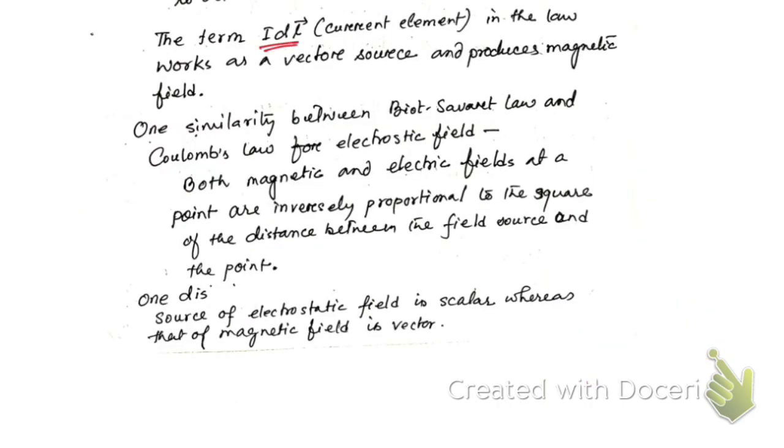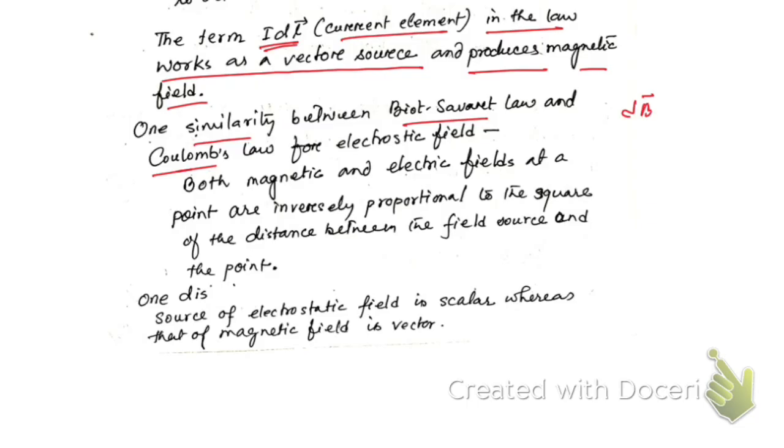So I dl, the current element in the law, works as a vector source, produces magnetic field. And similarities between this Biot-Savart law and Coulomb's law. You know, Biot-Savart law that we have got this.